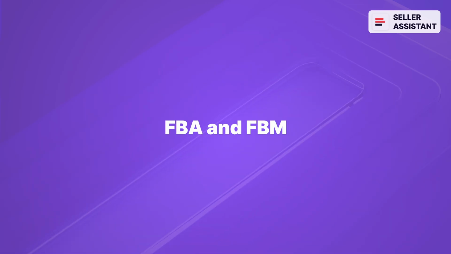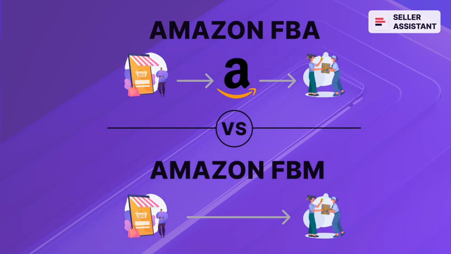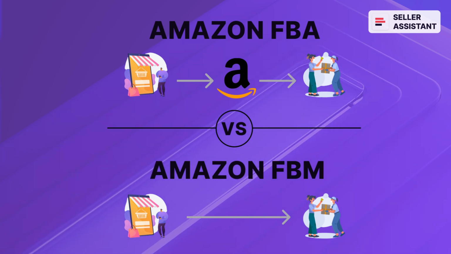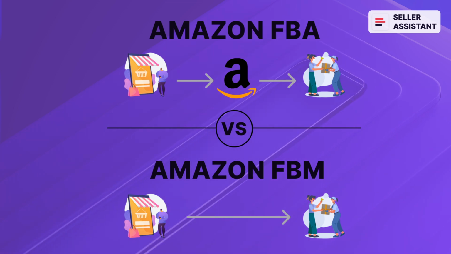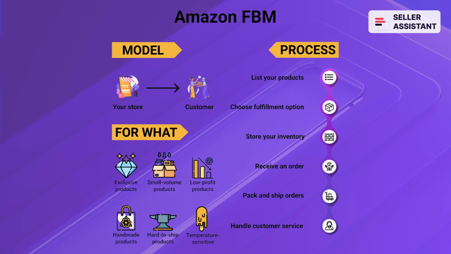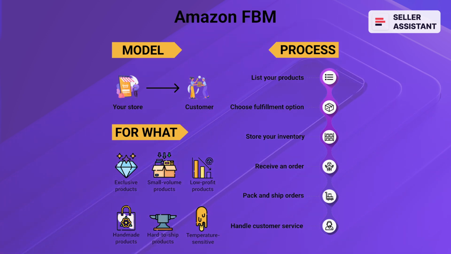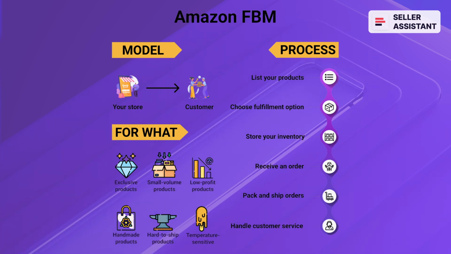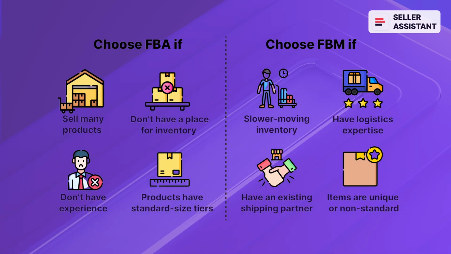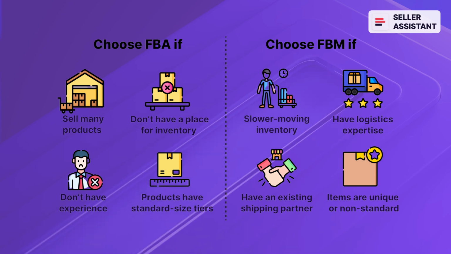FBA and FBM. To deliver the order to an Amazon customer, you can use Amazon's service called Fulfillment by Amazon, FBA. FBA includes picking and packing orders, shipping and handling, customer service, and product returns. If you want to fulfill your orders yourself, in some cases that may be cheaper, Amazon calls this Fulfillment by Merchant, FBM. In that case, you will not pay fulfillment fees to Amazon, but you will need to pay for these services to the third-party service provider, 3PL.